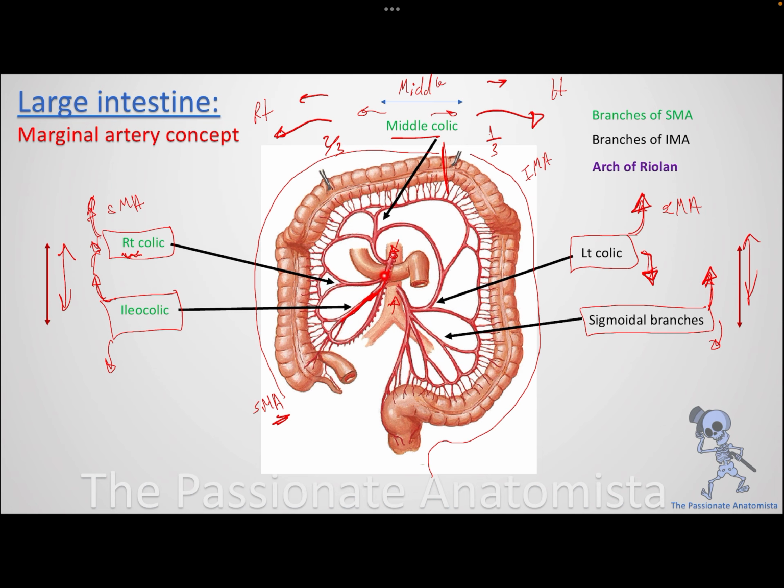colon if there is a blockage in either of the two major arterial supplies of the large intestine. Another important piece of information is what we call the arch of Riolan. The arch of Riolan is part of this story.